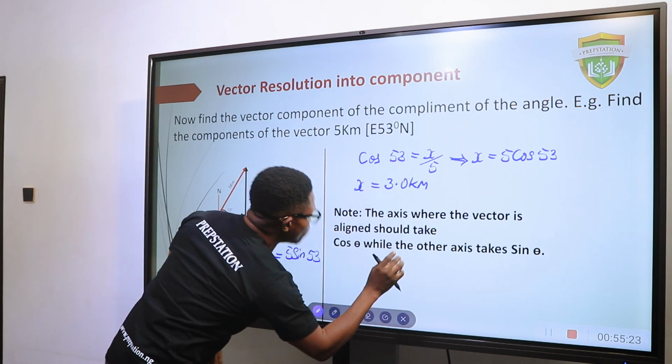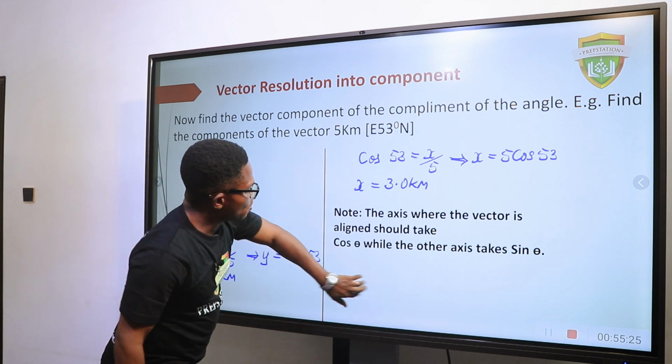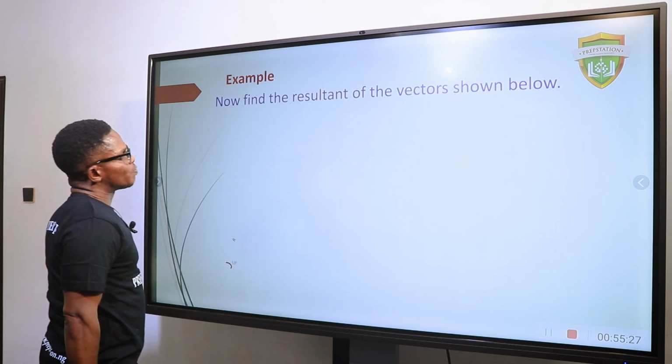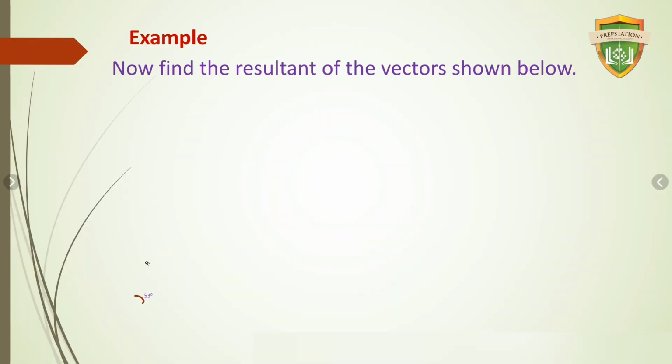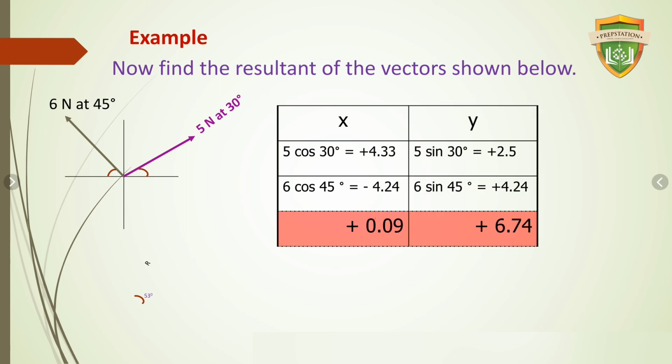So let's move forward from resolution. Example: find the resultant of the vectors shown below. Okay, we have 2 vectors here. I think I've already solved that. I will just explain the resultant of the 2 vectors.